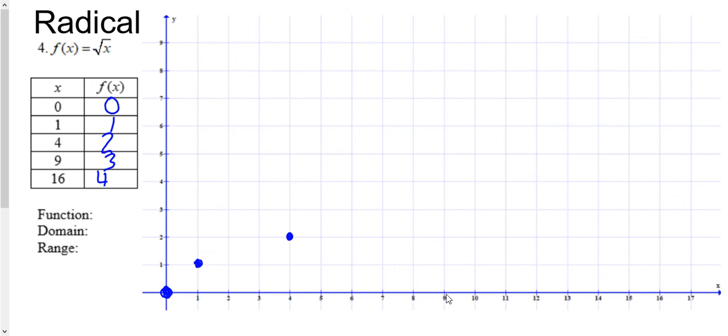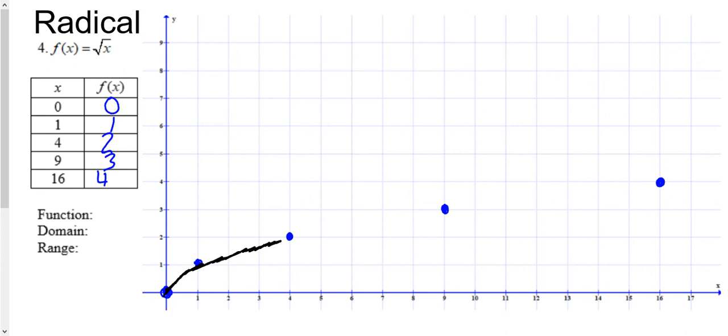At x equals 9, y is equal to 3. And of course, at x equals 16, all the way close to the end here, y equals 4. Again, I have quite a number of dots. I'm going to try my best to draw a line or sketch right through them. So here we go.